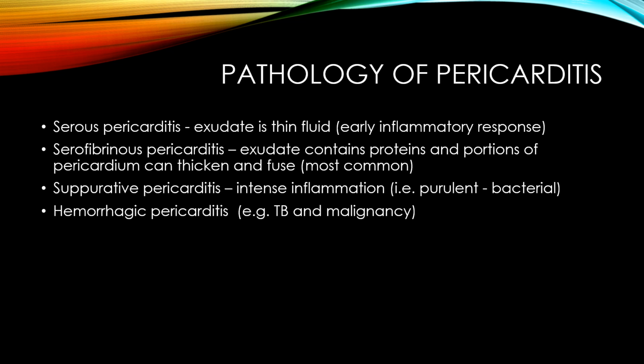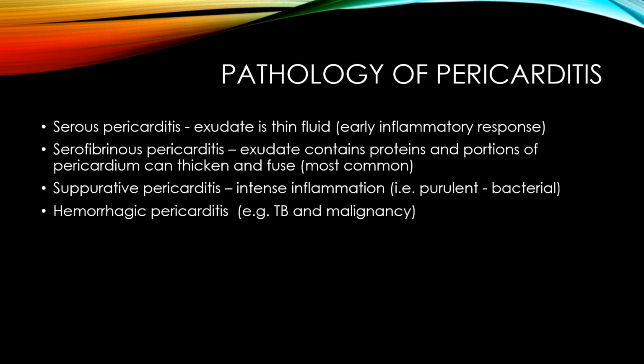To categorize some of the pericarditis, all right, we start with serous pericarditis. The exudate is a very thin fluid. Typically, it's more of a transudate than anything else, where it's more fluid and doesn't have a whole lot of protein or cells in it. And this is characteristic of almost all early inflammatory responses in general. Serofibrinous means we have more fibrin, more protein. And so this is an exudate that contains proteins and portions of the pericardium and can thicken and fuse. So what you're having is an inflammatory process, and as it builds up, they can thicken so much they can actually fuse or rub against each other.